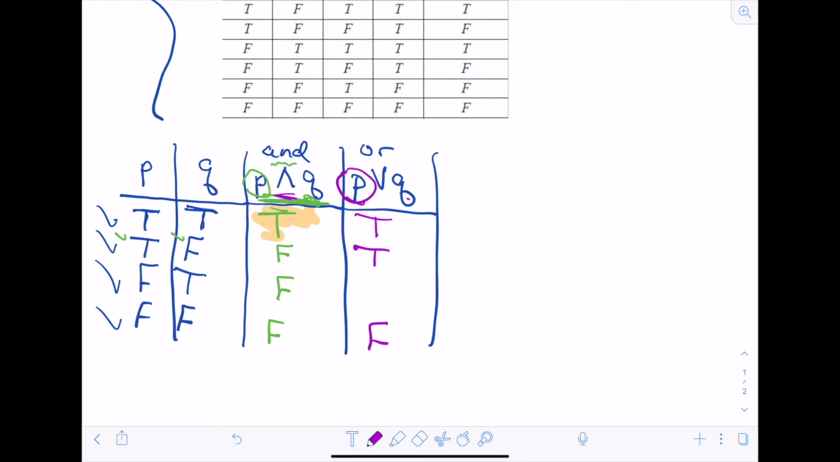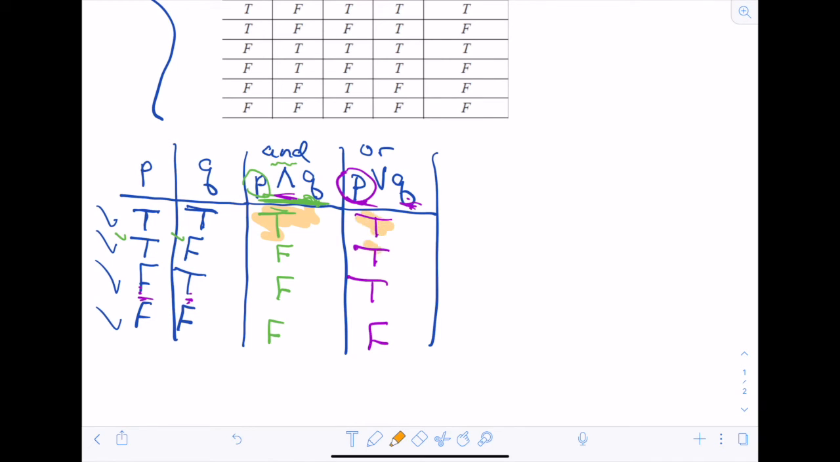I know this is confusing. I don't think I'm helping the matter, but I'm trying. A true or a false is true. And it doesn't matter which one's true and which one's false. If this one was false and this one was true, so in the case of if you have a cat or you have a dog, what if you only have a dog? Do you still have a pet? Yeah, you do. The takeaway with this one was the only way it's false is if they're both false.